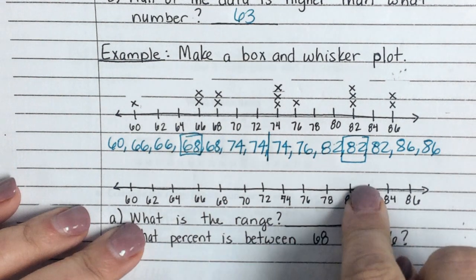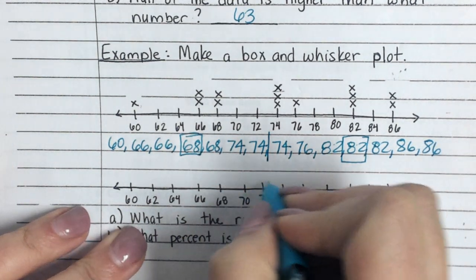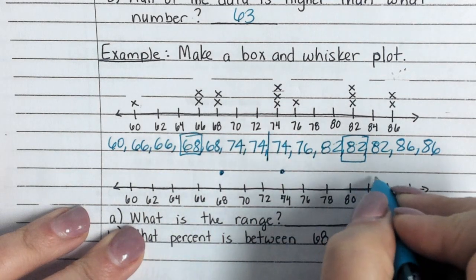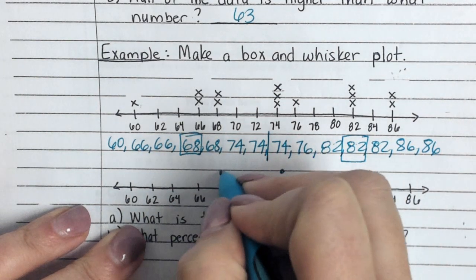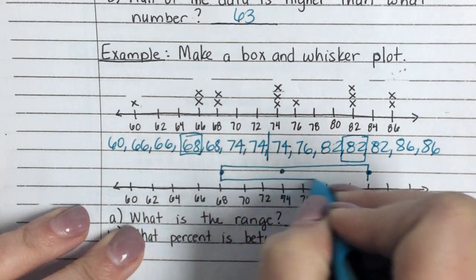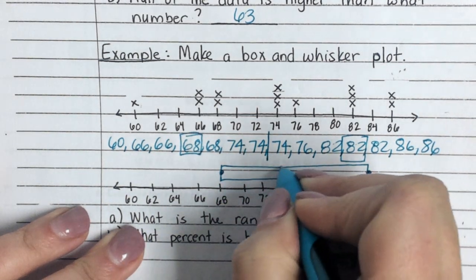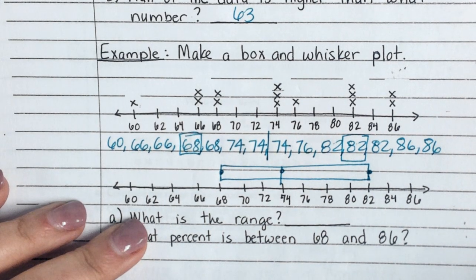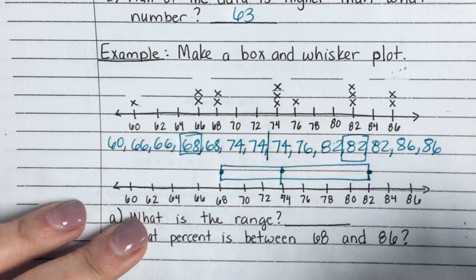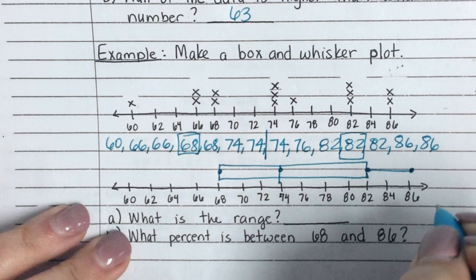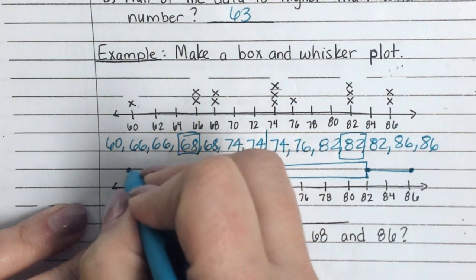So again, we go through. We're going to make our box first. So we have 68, 74, and 82. We box that in. Yes, that's why it's called a box and whisker plot. What's my highest value? 86. Okay, so that's going to be a whisker. And my lowest? 60. Okay.